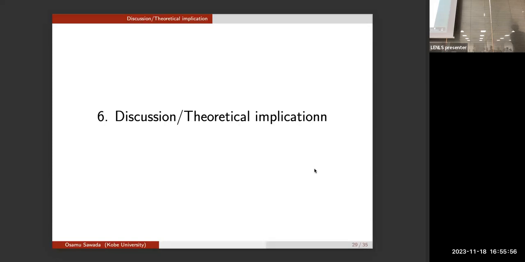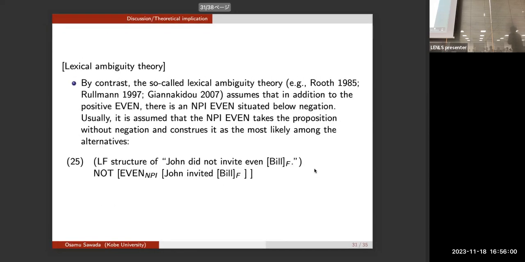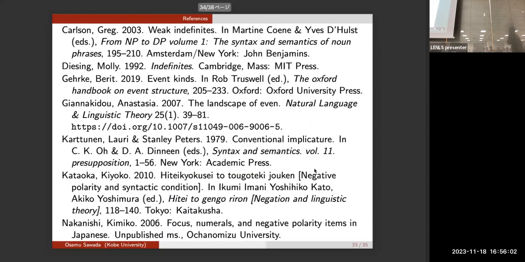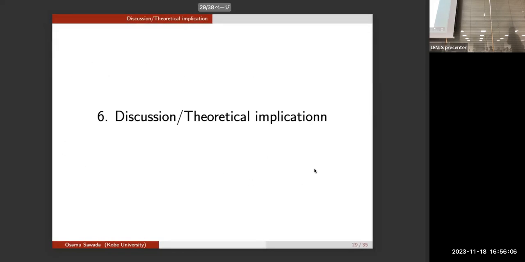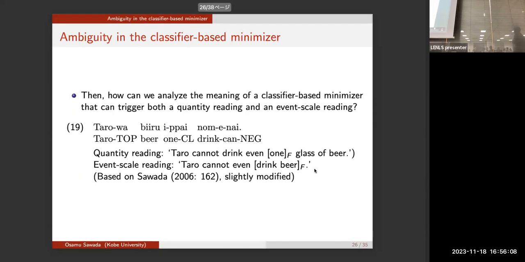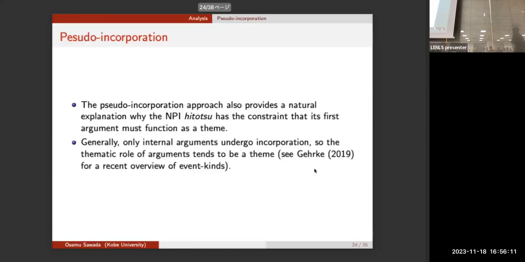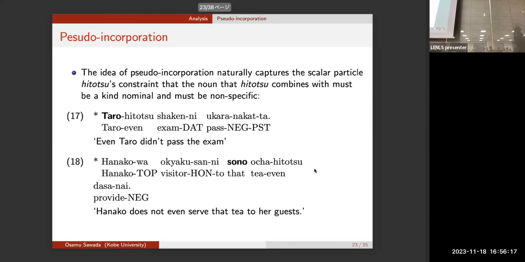Thank you for your talk. So your position is that the noun phrase modified by hitotsu mo cannot be a theme of an event. I'm just wondering, what is the evidence for that? I'm assuming that the biru hitotsu no menai, where biru has to be a... Yeah, in that case, this is so bad. Why can't it be like an agent?